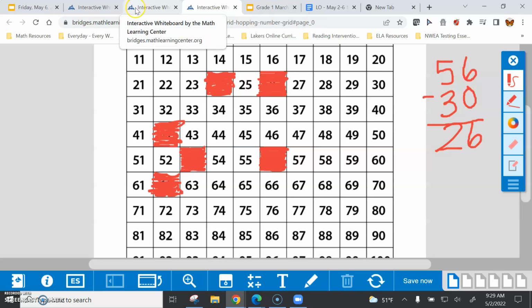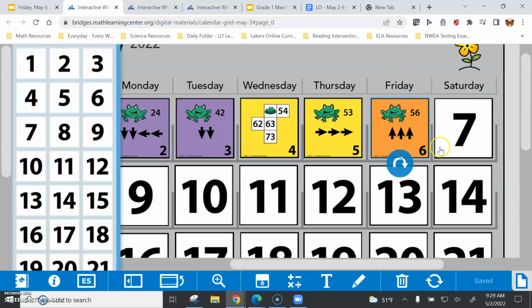And I have to say this, we will not be in class tomorrow because tomorrow is a Saturday. So why don't we just do Saturday's card?